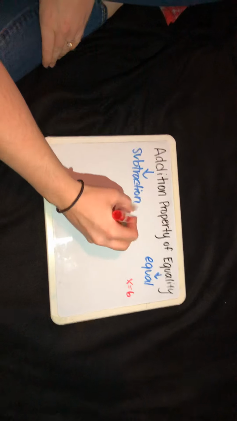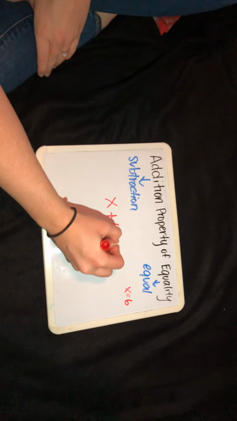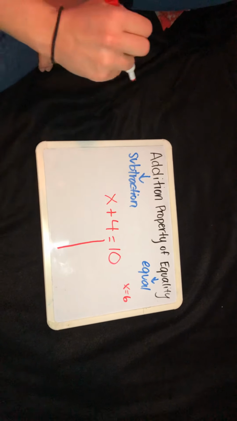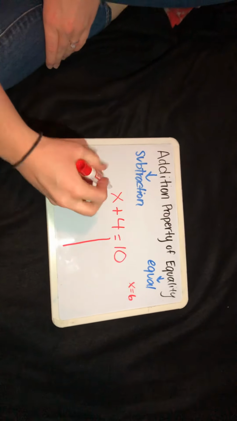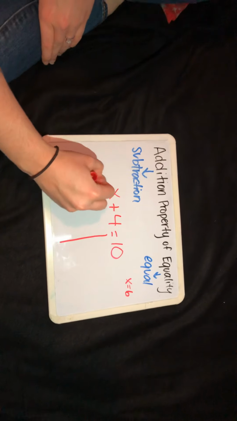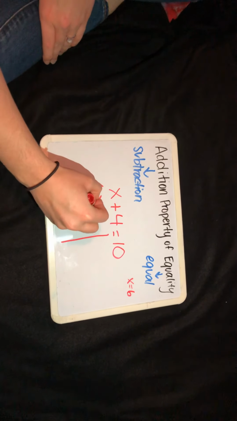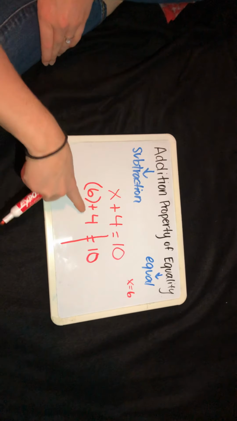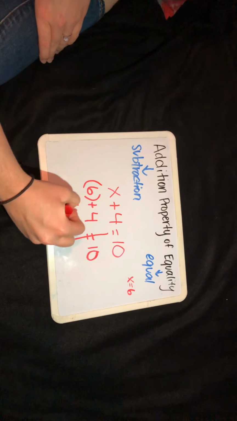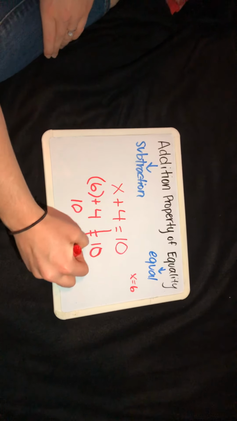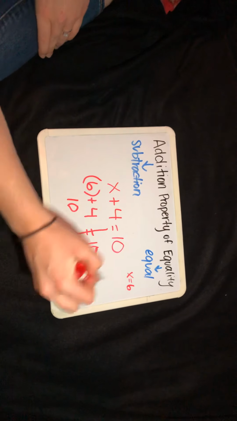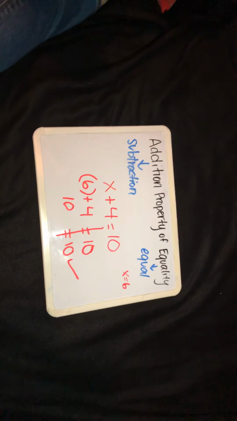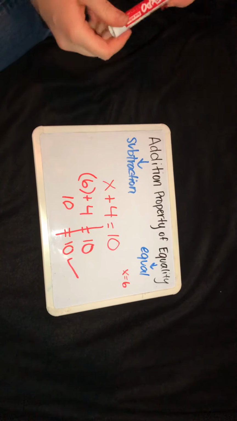So x plus 4 equals 10. I stick with drawing my line to separate my two sides, but this time I'm going to plug in the solution I got. Anytime I plug in a solution, remember we put it in parentheses. So I get 6 plus 4 equals 10. 10 equals 10. And so I know that my solution of x equals 6 is correct. This, like I said, is a very basic example.